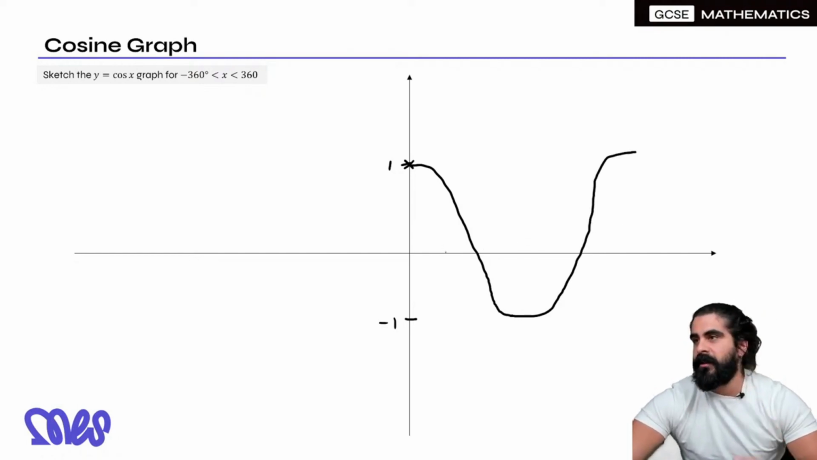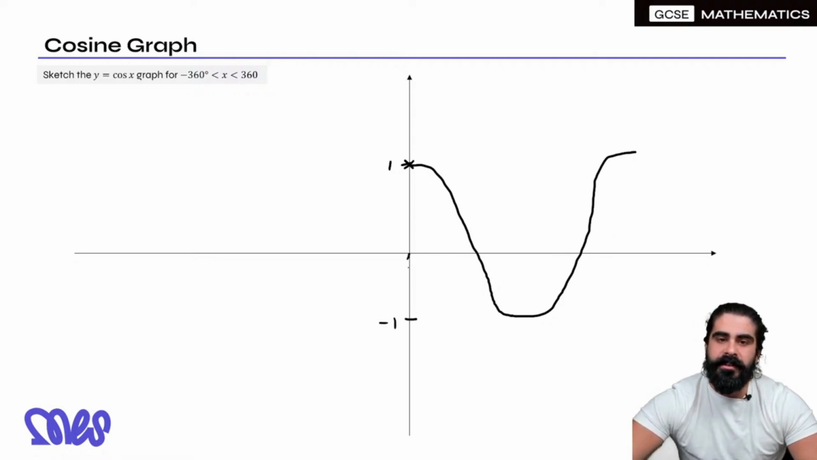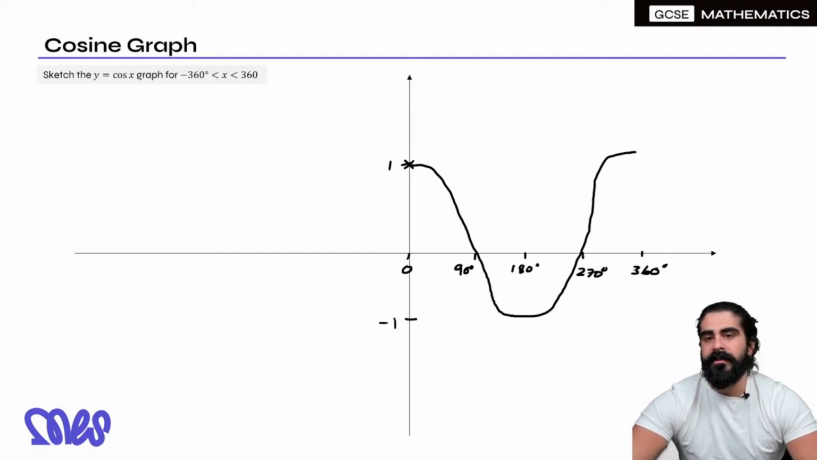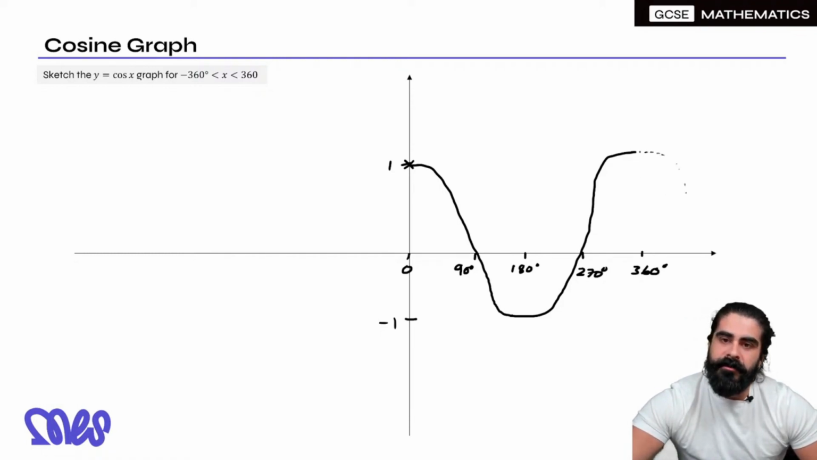Remember I said something special happens every 90 degrees. So this is 0 degrees. It crosses the x-axis at 90 degrees. It crosses that at 180 degrees. I'm just going up in 90s. 270 degrees. Then it comes back to its original starting point at 360 degrees. And remember, the cosine graph would just keep going. It will just keep doing that.